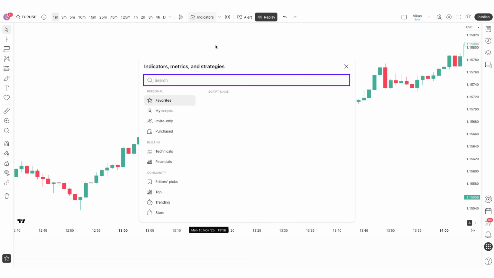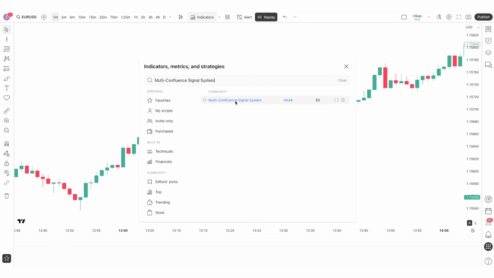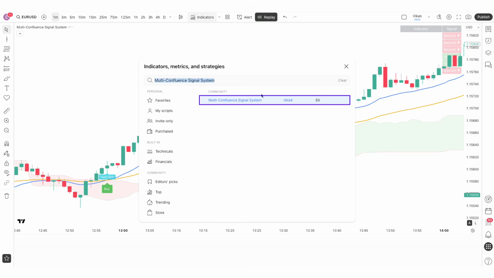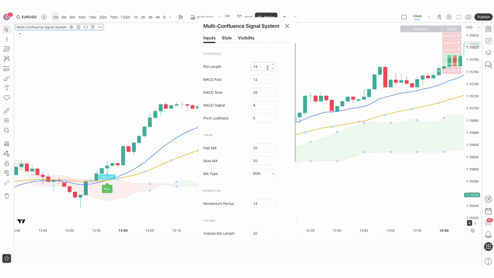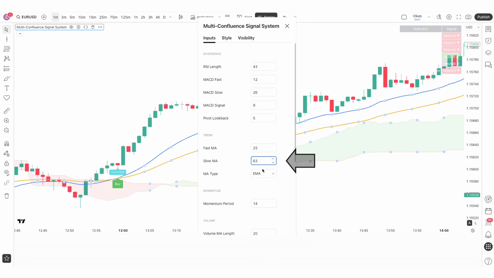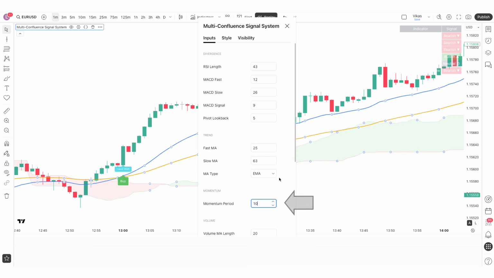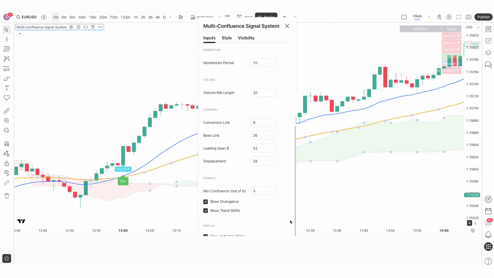First of all, we will search the multi-confluence signal system indicator in the search box of Tradingview. After that, we have to click on the multi-confluence signal system option, in which we have to change some settings. We have to change this RSI length option from 14 to 43. We have to change this fast MA option from 20 to 25. We have to change this slow MA option from 50 to 63. We have to change this momentum period option from 14 to 10. We have to change this volume MA length option from 20 to 48.